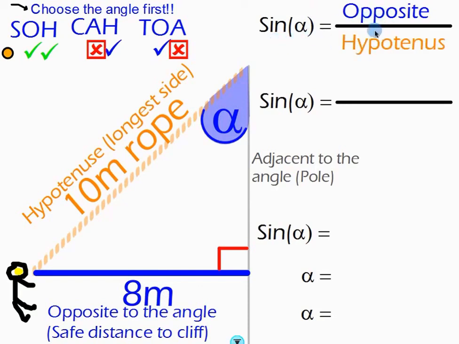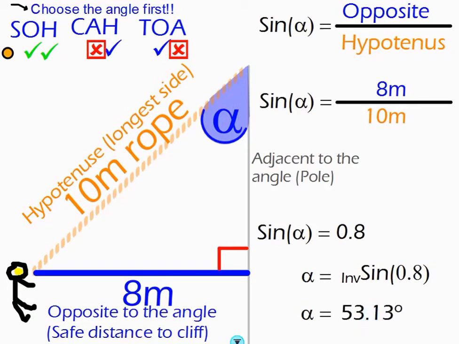So the sine of alpha, opposite over hypotenuse, is equal to 8 meters over 10 meters. And 8 divided by 10 is 0.8. So the sine of our angle is equal to 0.8. So what we need to do to find an angle is do the inverse trig function. So we do shift sine of 0.8. Sometimes you see it written as sine to the minus 1. And the angle is therefore 53.1 degrees. All helped by our calculator, of course.